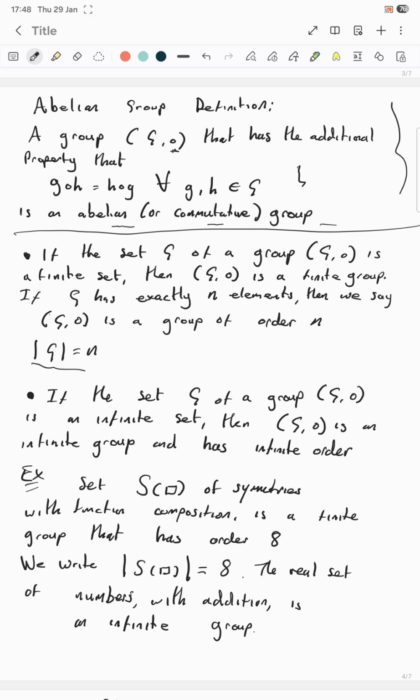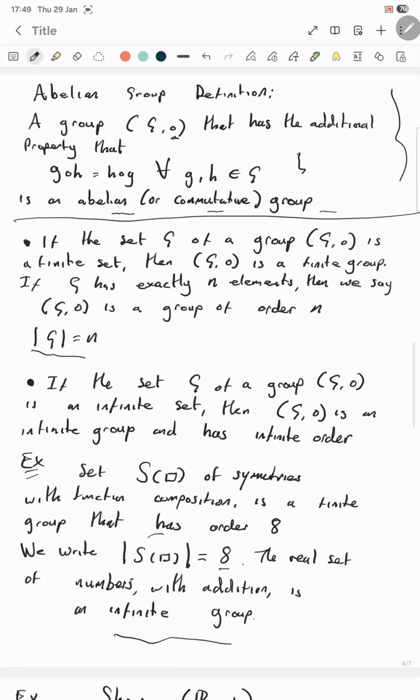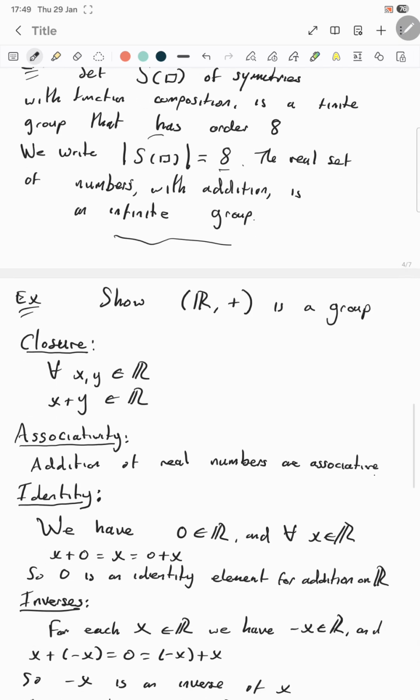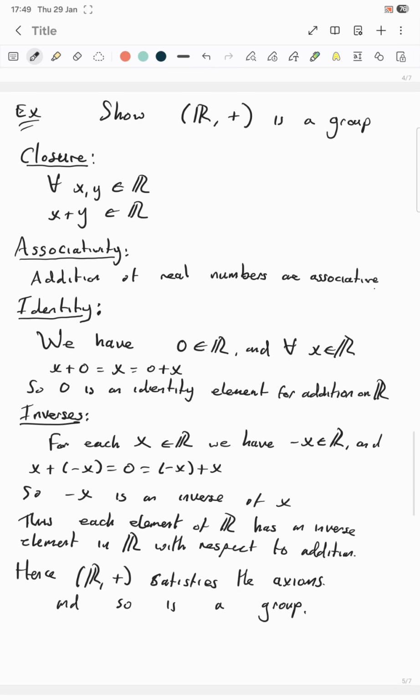Now here's an example: S squared of symmetries with function composition is a finite group that has order 8. So we write the magnitude of S squared is 8. The set of real numbers with addition is an infinite group. That's just as an example. Now here's an example to show that the integers under addition is a group. So we put it through the axioms.